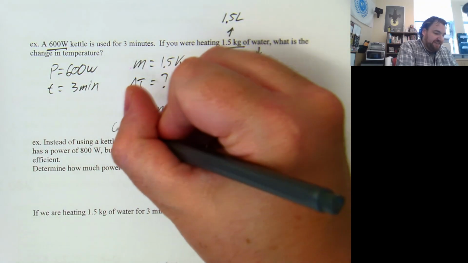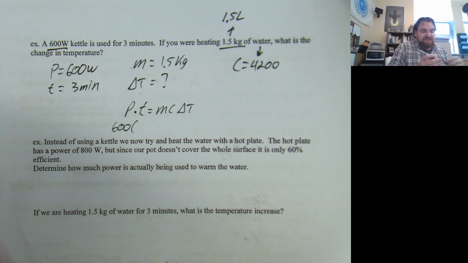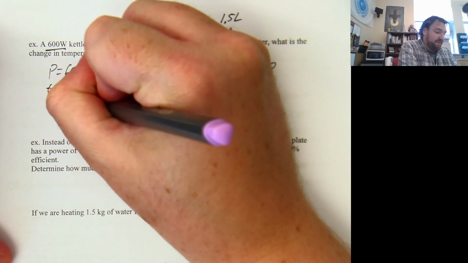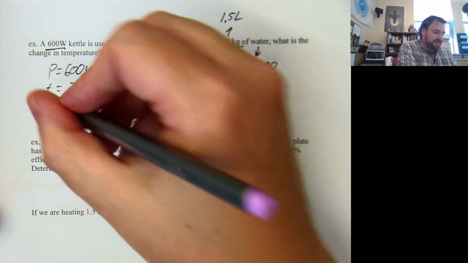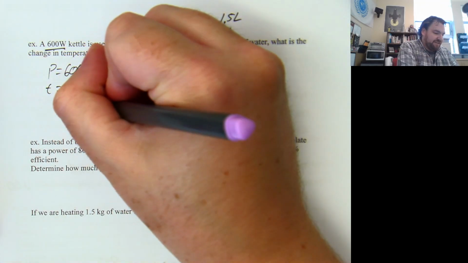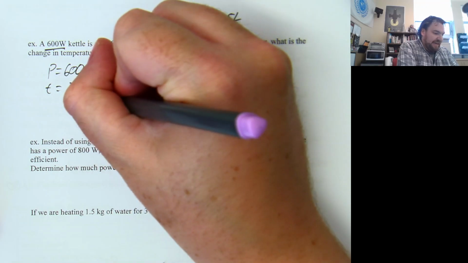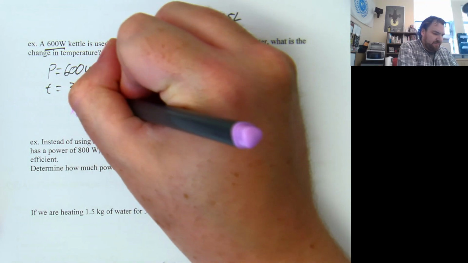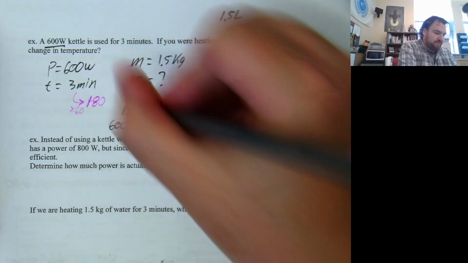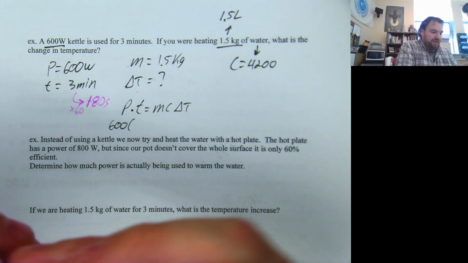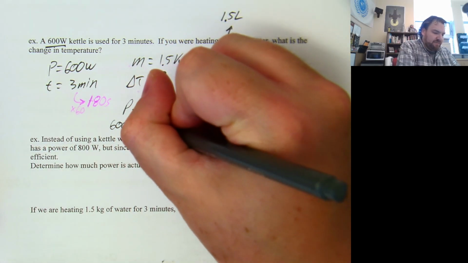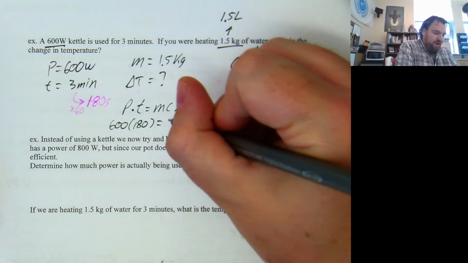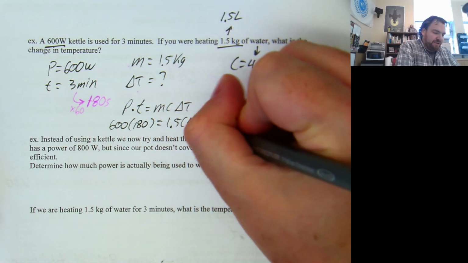The power is 600. What do I have to do with this time value? Convert it to seconds. To take minutes, put it into seconds, we do what? Times by 60. It's going to give us 180 seconds. So we're going to get 600 times 180 is going to equal the mass of the water, 1.5 times 4,200.